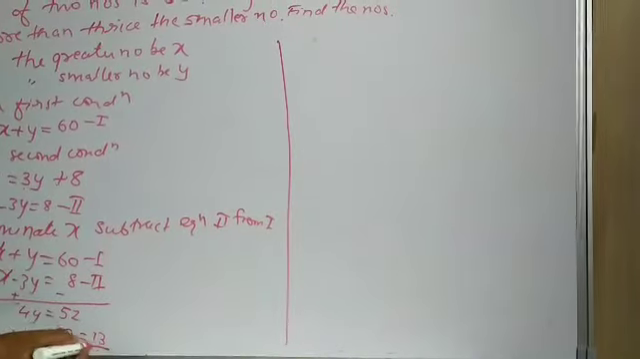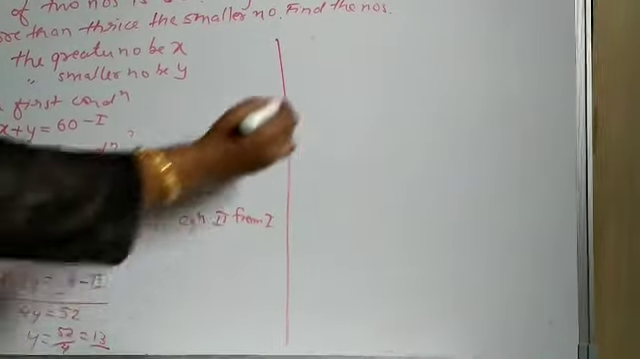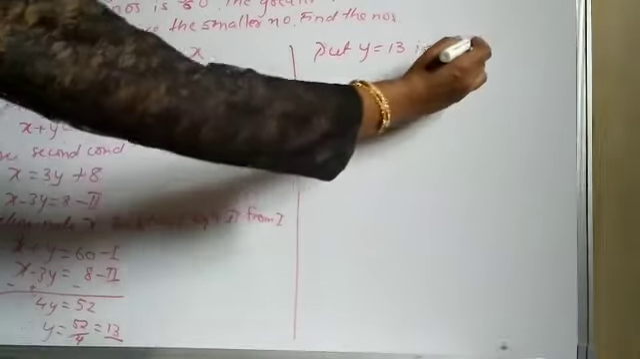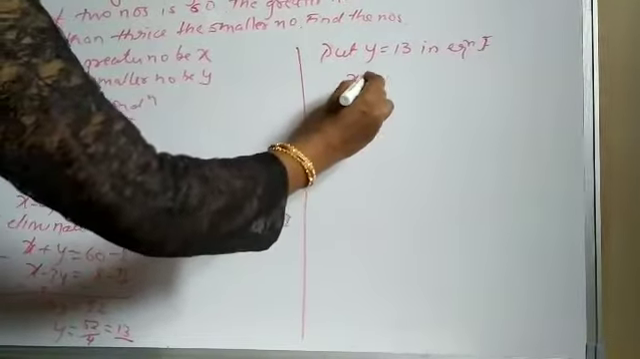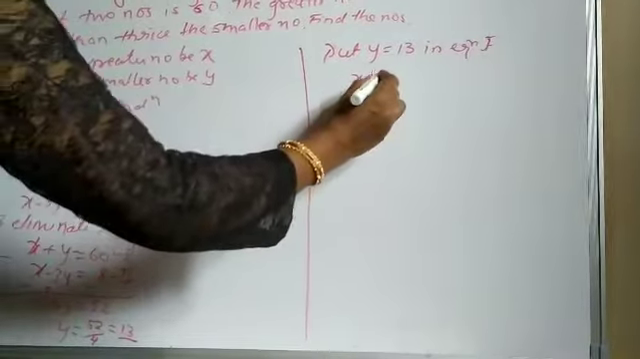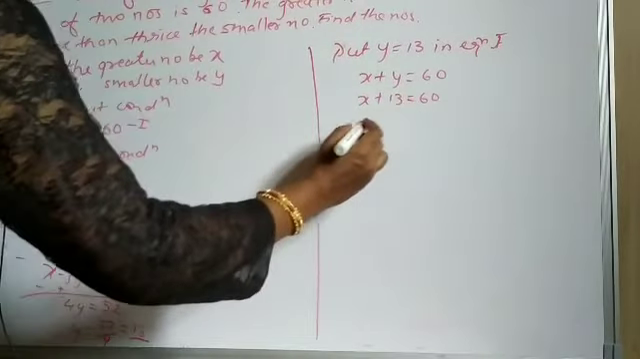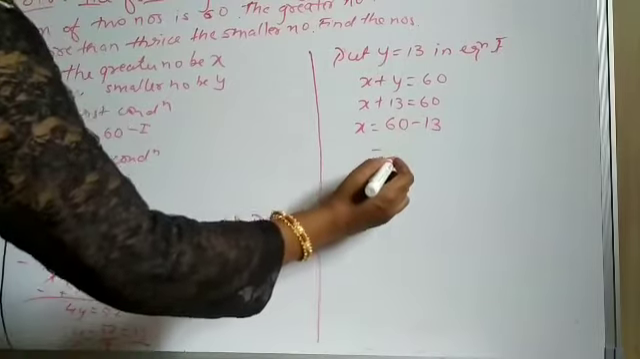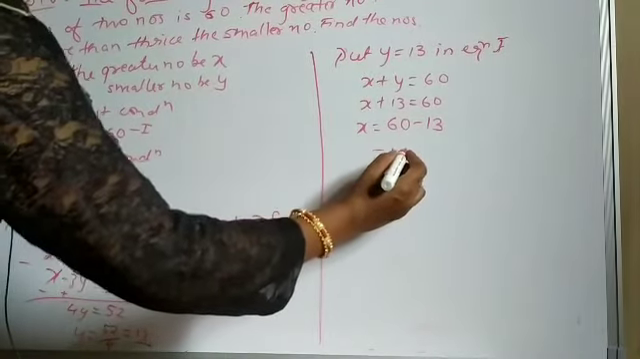Now y's value is 13. In order to get the value of x, put y is equal to 13 in any one equation, whichever is easy for you. So take the first equation, equation 1: x plus y is equal to 60. So put y's value as 13: x plus 13 is equal to 60. So x is equal to 60 minus 13, that is 47.